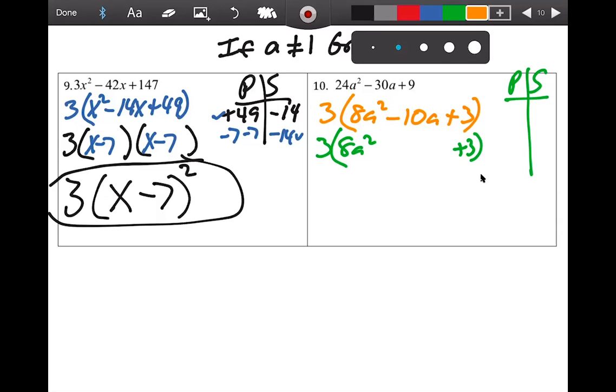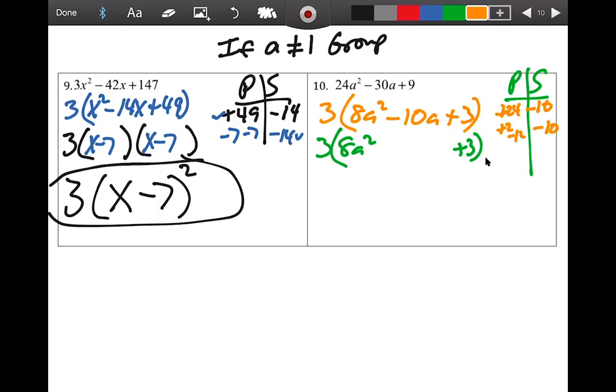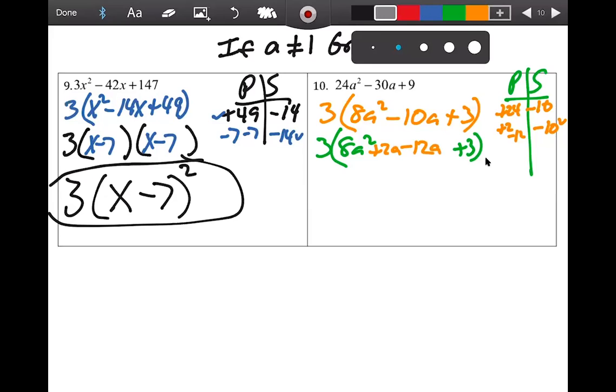So product sum: a times c is 24. Sum is minus 10. Okay, 24. 1 times 24, no way. 8 times 3, not for a 10. 2 times 12, yes. So I'm going to go positive 2 times negative 12, which if you add them together, I get negative 10. So the sum is correct. I'm going to replace my minus 10a with plus 2a and minus 12a. Sweet. So I've got groups.